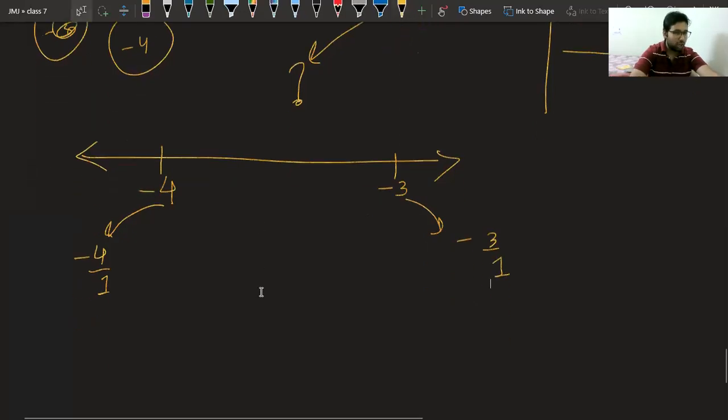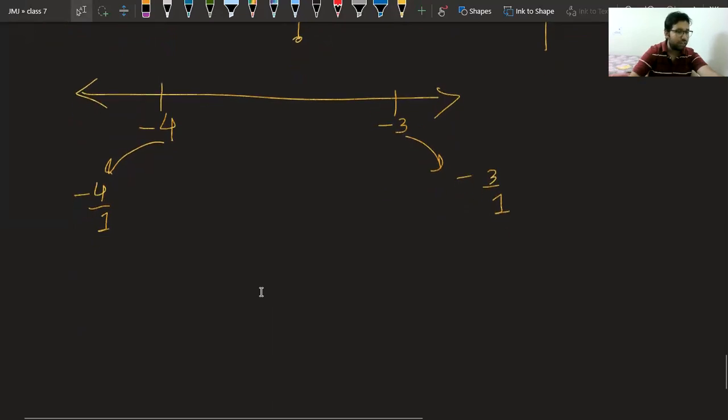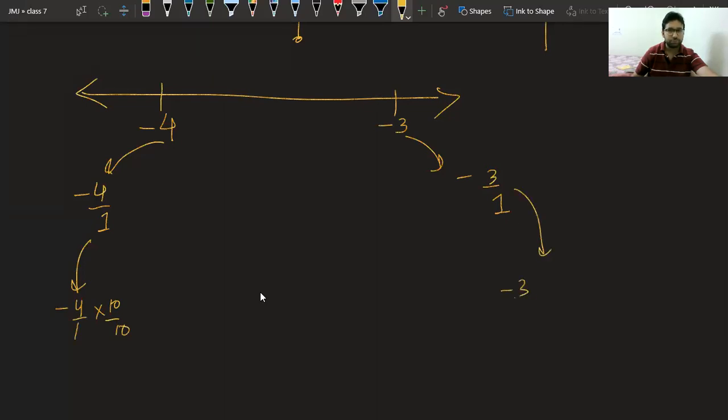Now, class, comes the time to find the equivalent fraction. We can write this minus 4 by 1 and this minus 3 by 1, and you can multiply with 2, 3, 4, 5, 6, 7, 8, 9, 10, 11, 12, whatever you want. They are all correct. So what will we get? We will get the equivalent fractions minus 40 by 10 and minus 30 by 10. Now you need to understand how you will go.